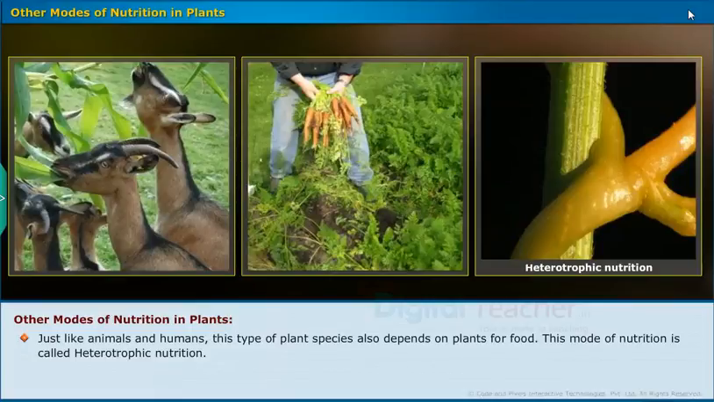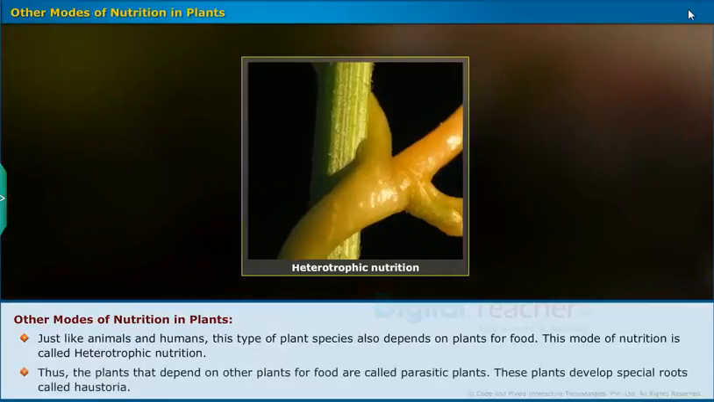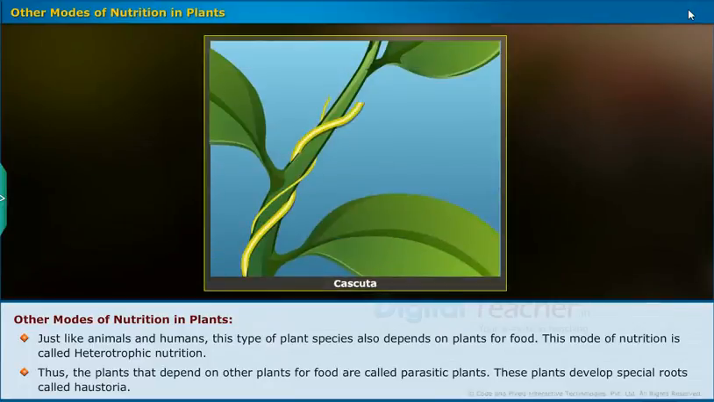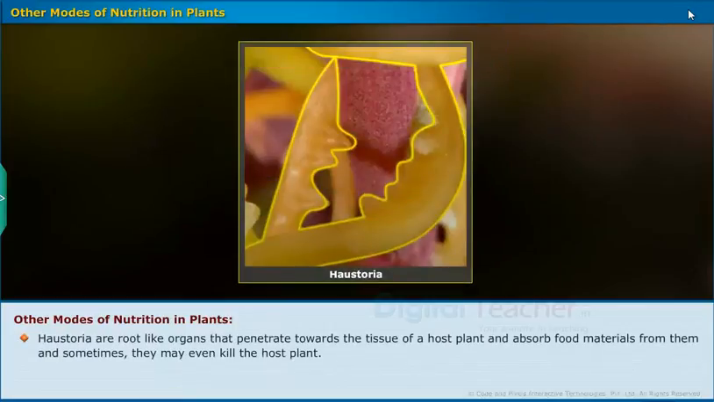This mode of nutrition is called heterotrophic nutrition. Thus, the plants that depend on other plants for food are called parasitic plants. These plants develop special roots called haustoria. Haustoria are root-like organs that penetrate the tissue of a host plant and absorb food materials from them, and sometimes they may even kill the host plant.